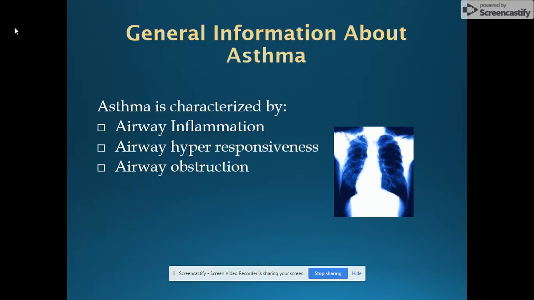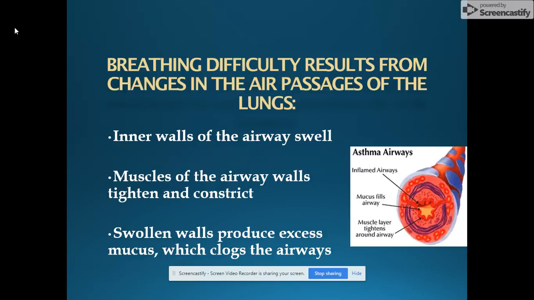Asthma is characterized by airway inflammation, airway hyperresponsiveness, and airway obstruction. Breathing difficulty results from changes in the air passages of the lungs. Inner walls of the airway swell, muscles of the airway walls tighten and constrict, and swollen walls produce excess mucus which clogs the airways.